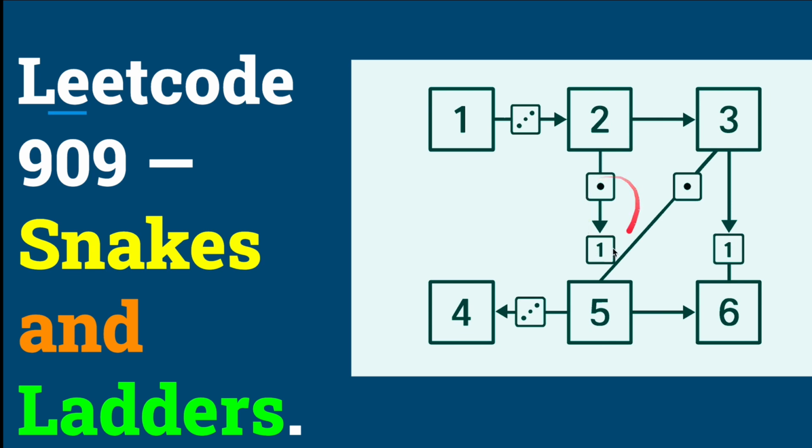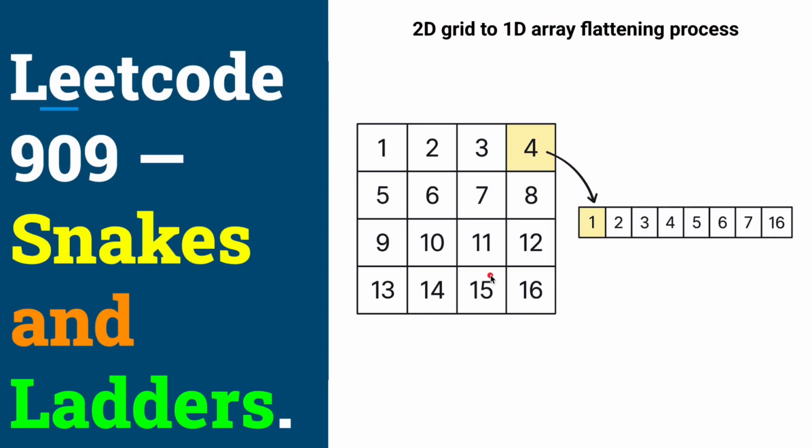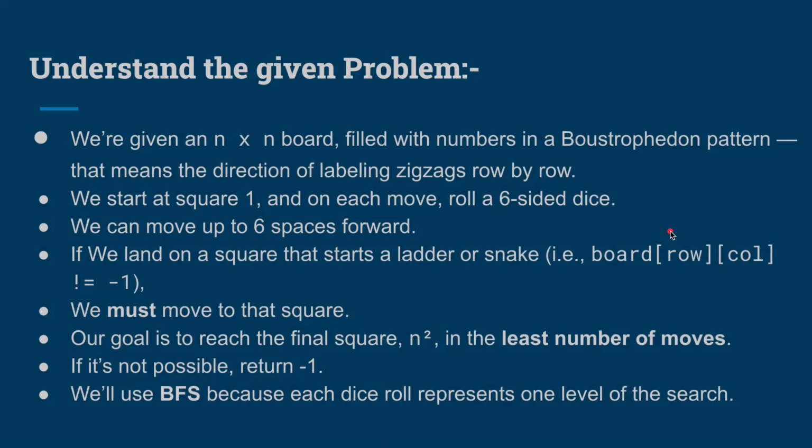So let's convert the board first, and we'll move further in the example. From the 2D array, we'll do the flatten process. We'll move to the 1D array, right? Once we convert the 2D into a 1D array, it will be easy for us to implement that.